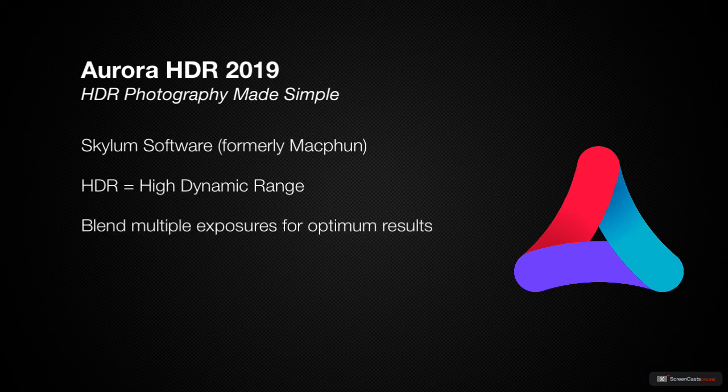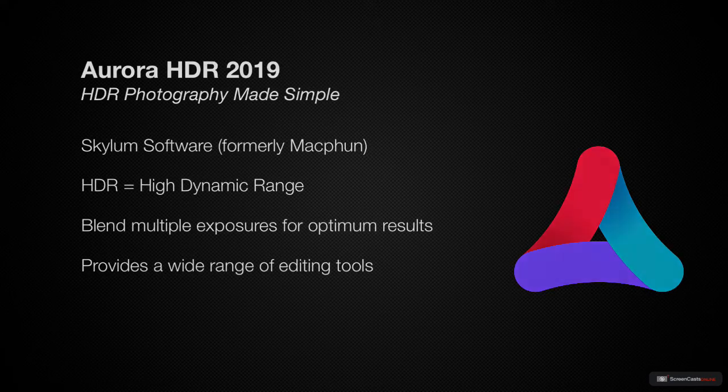This happens by taking multiple exposures and blending them together into one image that contains a blend of all of those exposures. Aurora HDR 2019 does the work of blending multiple photos with different exposures into one photograph and then provides editing tools to make that photo look the way you want. So let's get started by taking a look at HDR itself and talking about how to get everything you need from your camera to get the most out of Aurora HDR 2019.